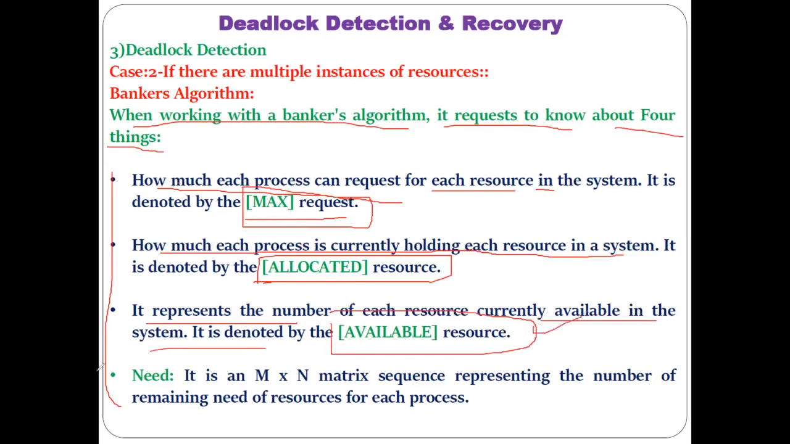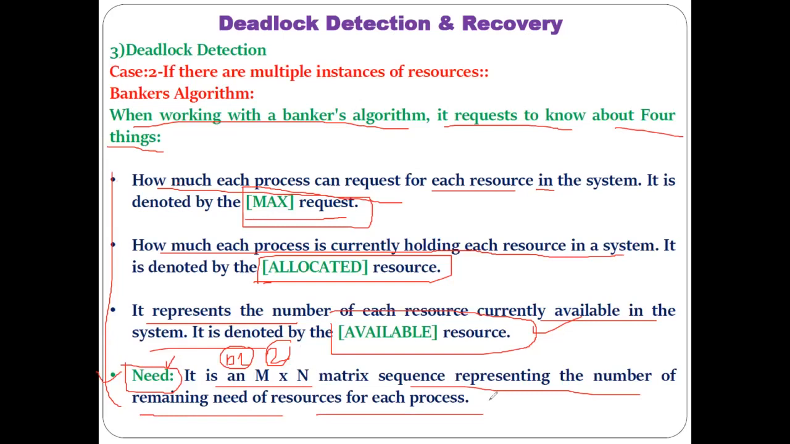And the last kind of matrix is the need matrix, where the information represented is the remaining need of resources of each process. In the sense, if there is a process P1 and process P1 is currently allocated two resources, then how many other extra resources can it require? What is the remaining need of process P1? That is maintained by the need matrix. It is an M by N matrix representing the number of remaining needed resources for each process.